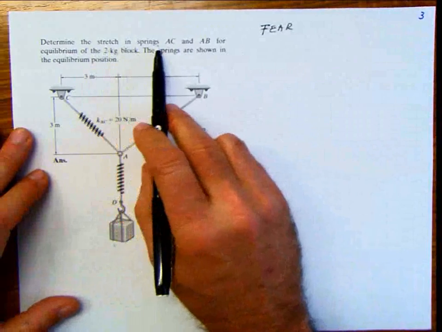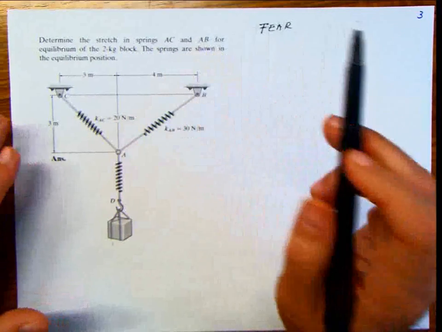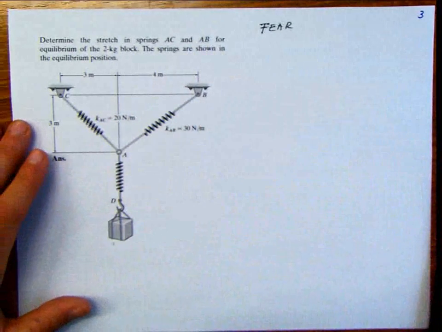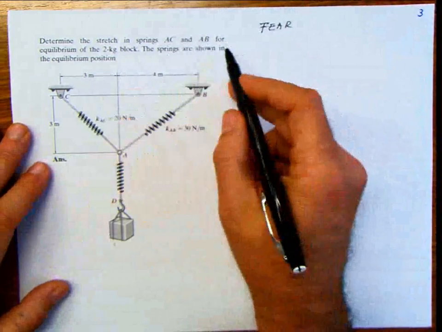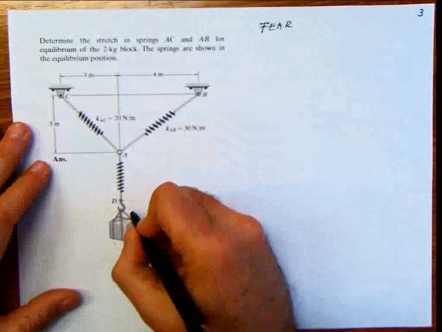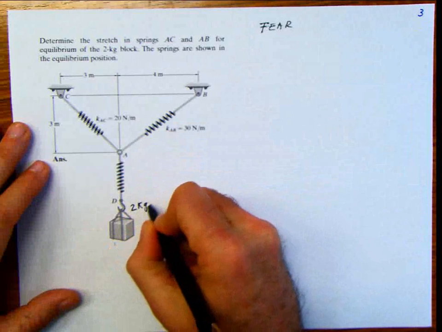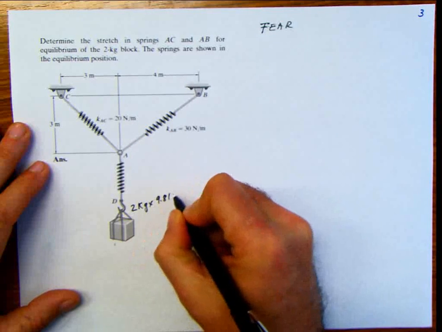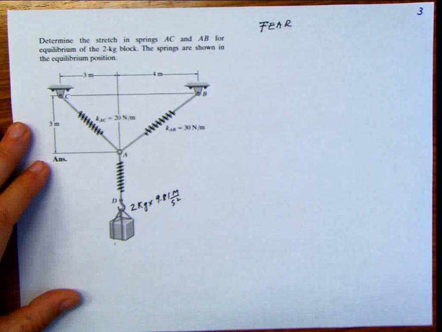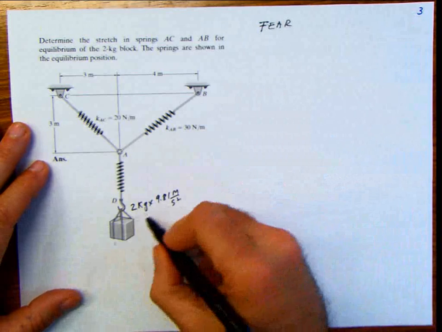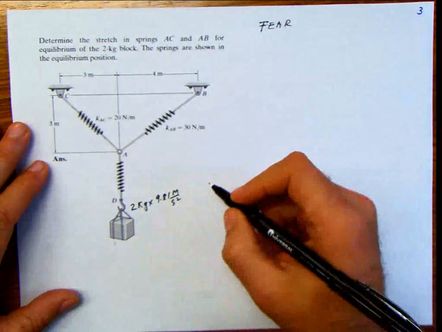Determine the stretch in springs AC and AB. What they are asking us to calculate is determine the forces in those cables. What do I know? Equilibrium, 2 kilograms. What did I tell you? 2 kilograms times 9.81. That's automatic. And that's going to be equal to whatever it is. This is 19.62.